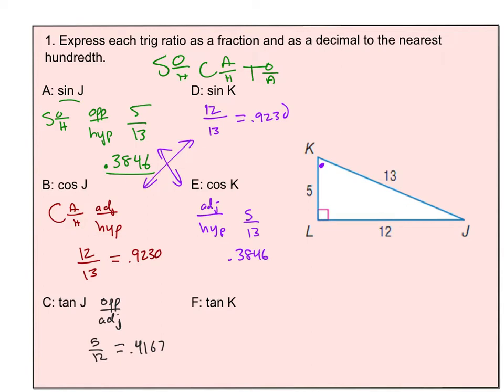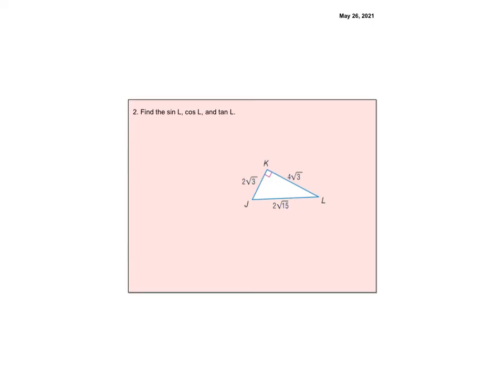The tangent of K ends up being just a flip of this. So now it still becomes opposite over adjacent. But now my opposite side becomes 12. My adjacent side becomes 5. So that'll strictly just be 2.4. So that's what I'm looking at. I'm looking for these ratios, these expressions to try and get it.